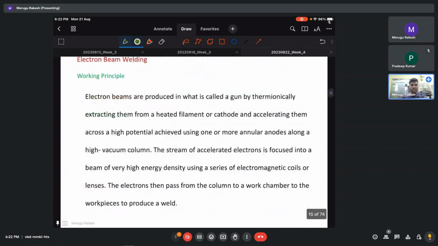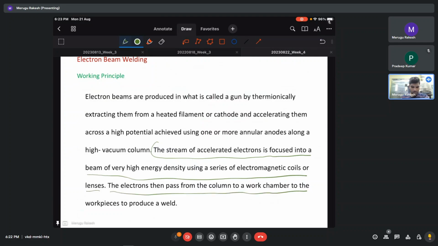So this is the working principle. Electron beams are produced in what is called a gun, thermionically extracting them from a heated element or cathode and accelerating them across a high potential using one or more annular anodes along a vacuum column. The stream of accelerated electrons is focused into a beam of very high energy density using a series of electromagnetic coils. These electromagnetic coils are the focusing and deflection coils. The electrons then pass from the column to the work chamber to the workpiece to produce the weld. So this is the typical working principle that I have already explained.